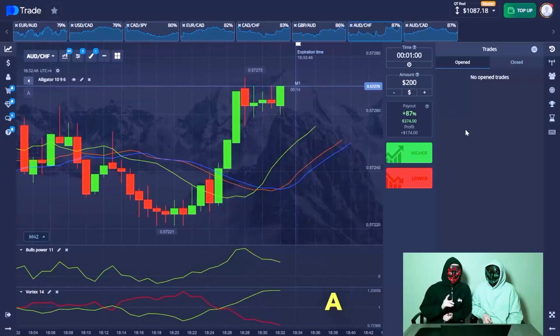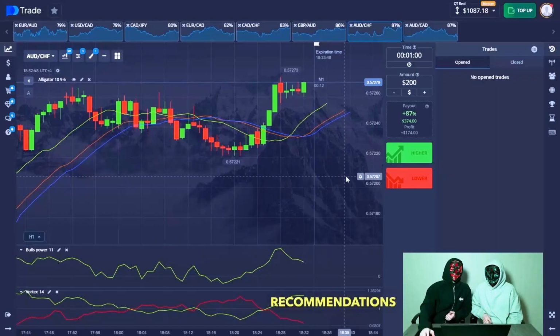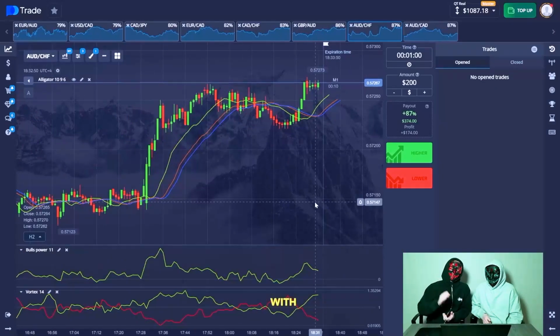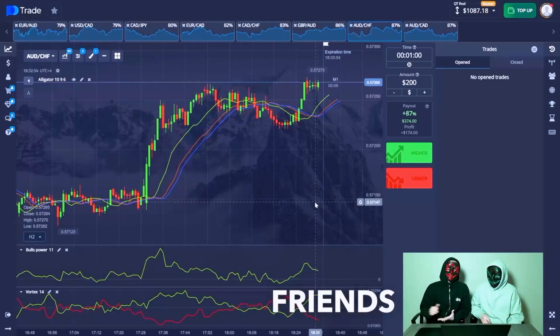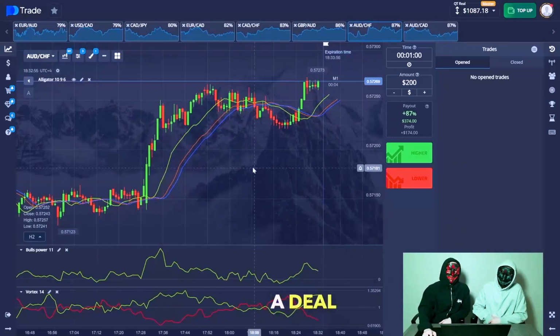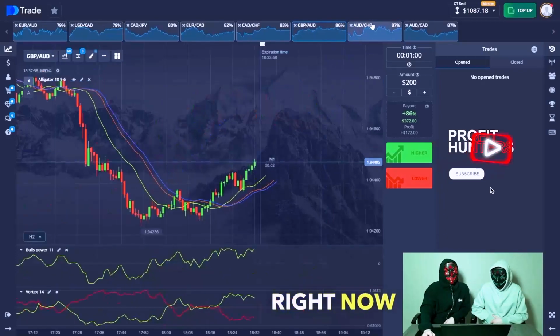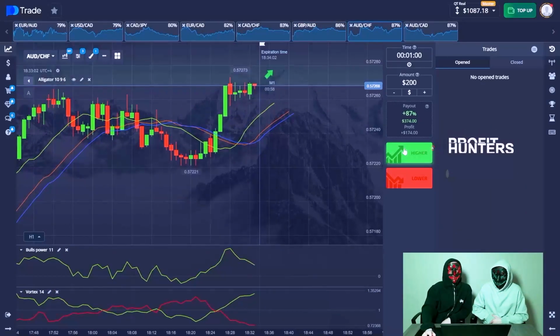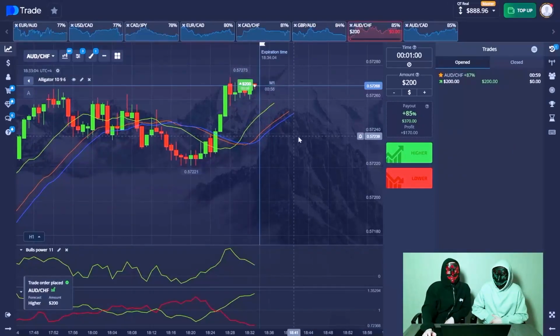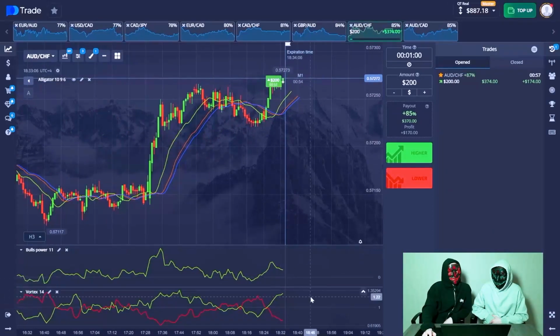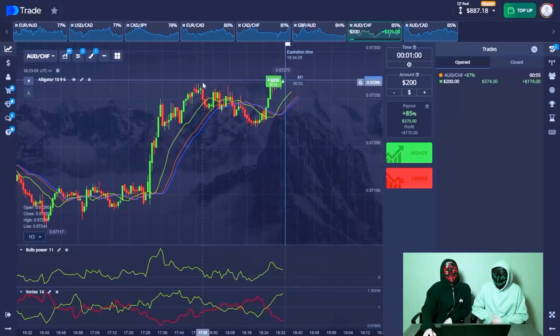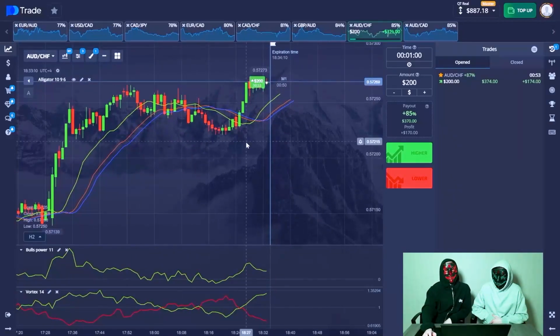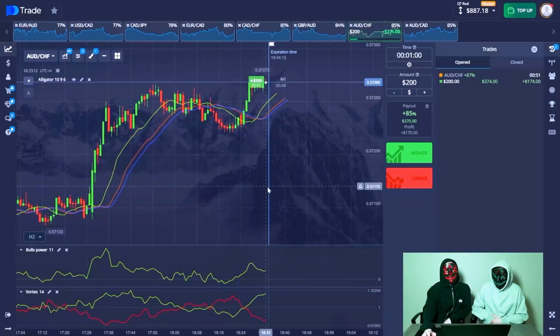Now I will open a trade. These are my small recommendations that can help you with risk management in principle, can help you with trading, friends. So let's open a deal for a rise here. Right now we have a risky peak point, but a breakout is happening. I'll open on the trend.